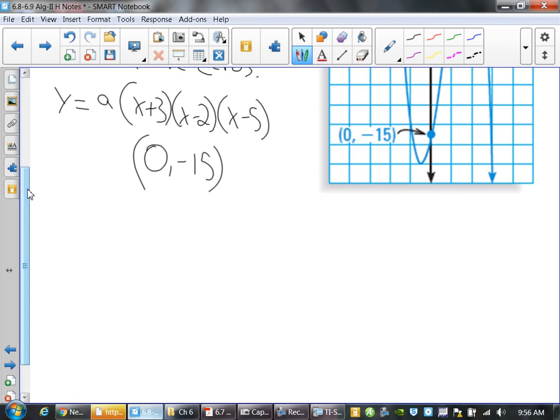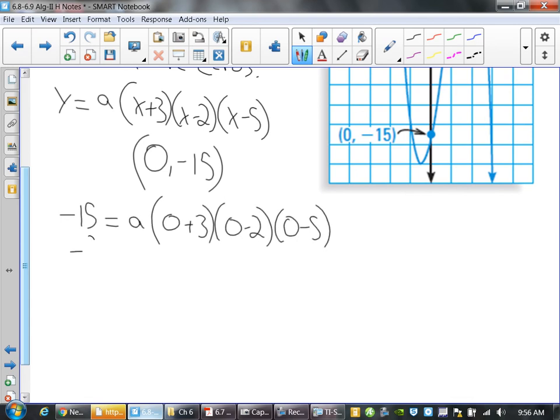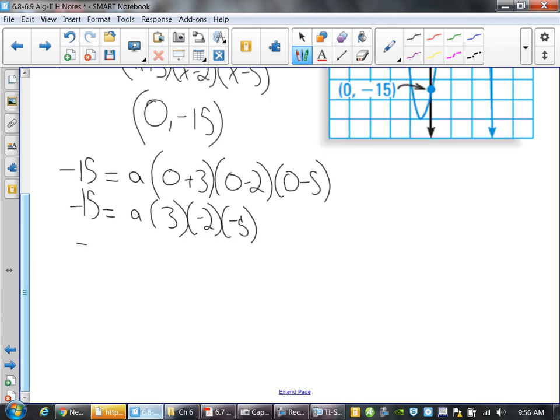So y equals -15 equals A times 0 plus 3, 0 minus 2, 0 minus 5. That's 3 times -2 times -5. Because that's the point. What's A?